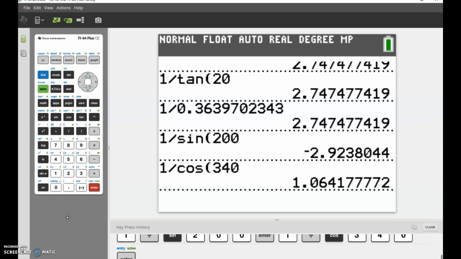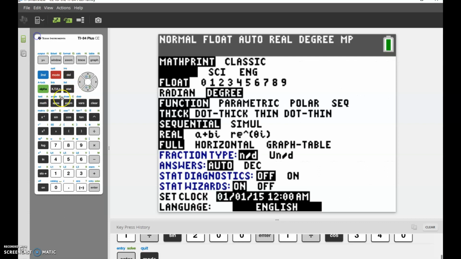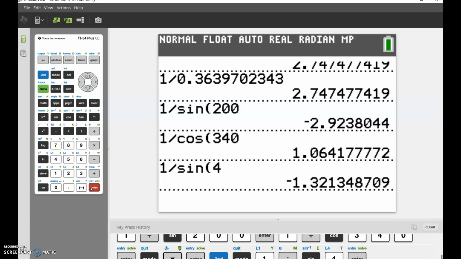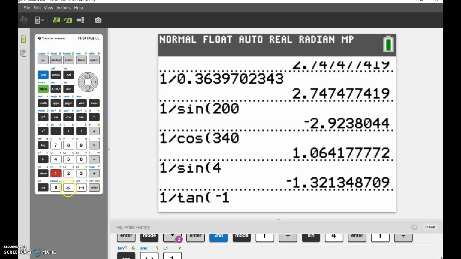All right, so now I have to go back and change my mode to radians. So here I am, mode. I got to come down. Make sure you hit enter and radians is highlighted. Second, quit. And then cosecant is the reciprocal of sine, so 1 divided by the sine of 4 radians. So negative 1.32, and then cotangent, 1 divided by the tangent of negative 1.